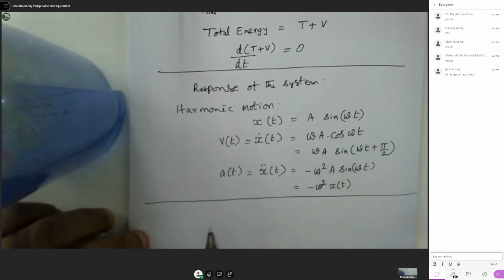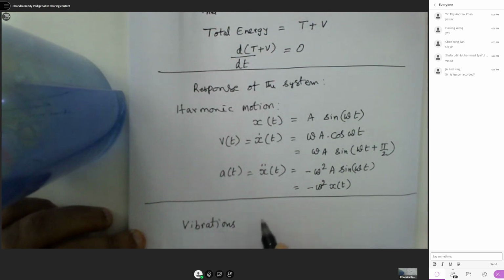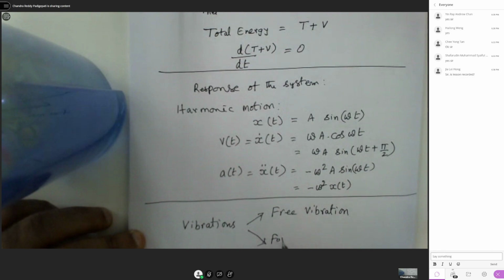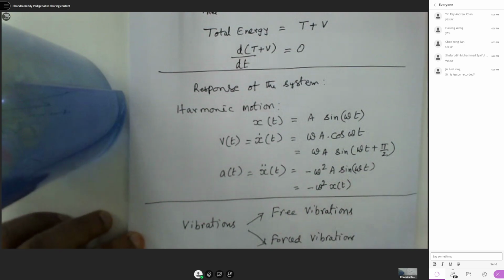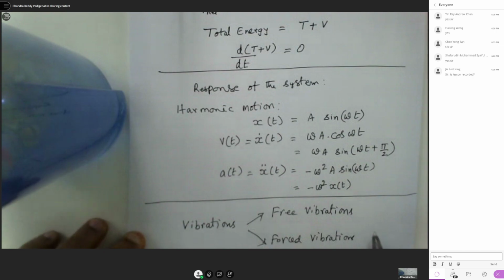Then when we talk about vibrations, we can study them in different ways. We know that vibrations can be free vibrations, which is the broad classification, and forced vibrations. Free vibrations means there is no external force.